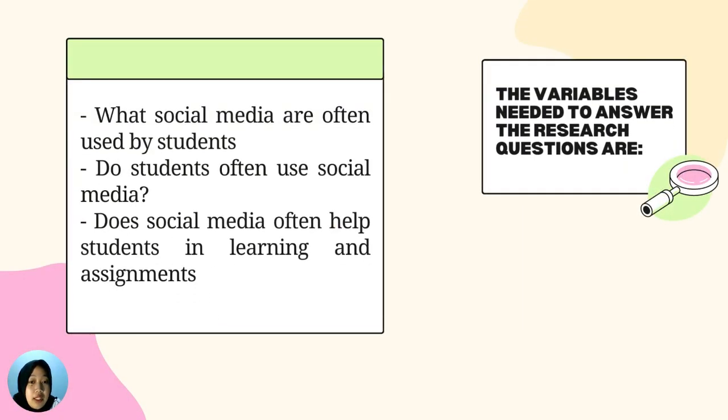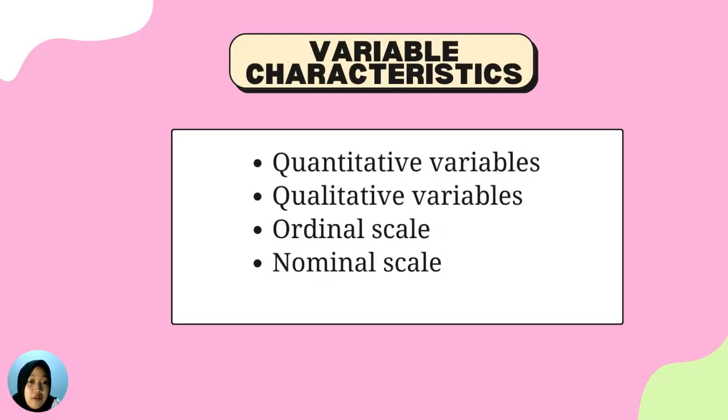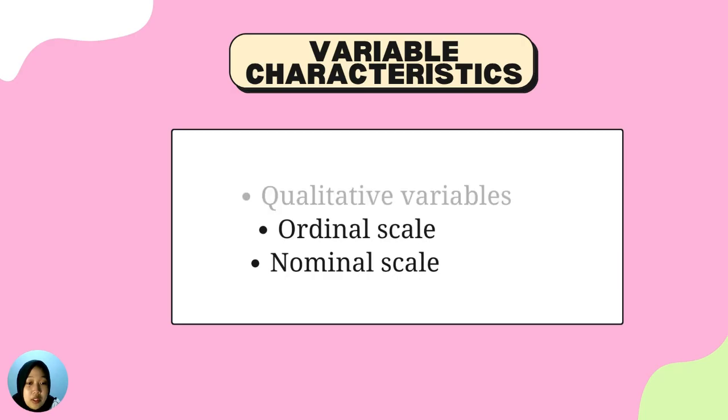The variables needed to answer the research question are: what social media are often used by students? Do students often use social media? And does social media often help students in learning and assignments? Variable characteristics: first, quantitative variable, qualitative variable, ordinal scale, and nominal scale.